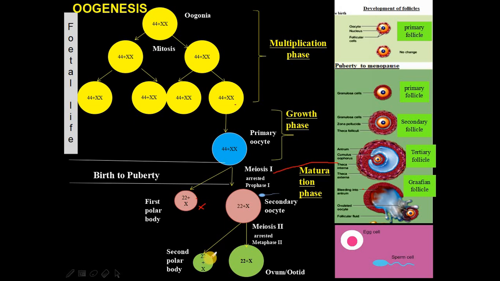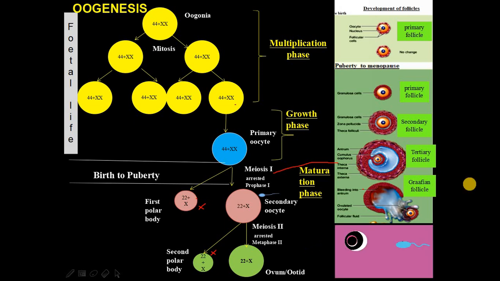Here the second polar body is formed. Again, you can see the difference in size. The cytoplasm is more in the ovum or the ootid, and the second polar body has less cytoplasm. So this will degenerate. So this is the process of oogenesis.